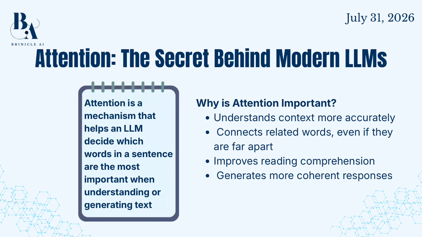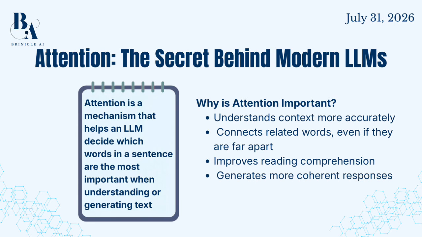Now we know what an LLM learns, but how does it decide which words in a sentence are the most important? That's where one of the biggest breakthroughs in AI comes in. Attention. One of the biggest breakthroughs in AI was the introduction of the attention mechanism. Earlier language models struggled with long sentences because they often lost track of important information. Attention solved this problem by allowing the model to focus on the most relevant parts of the text.